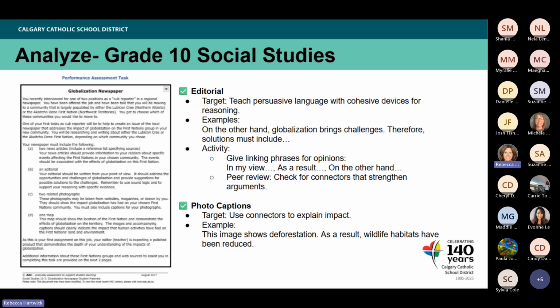Also, a portion of this task is to write some photo captions. Again, a great way to target this in just a little bit of a different way. Use connectors to explain the impact. So this image shows deforestation. As a result, wildlife habitats have been reduced.